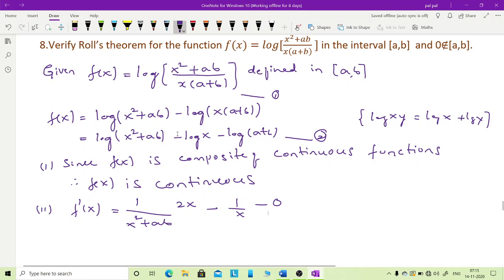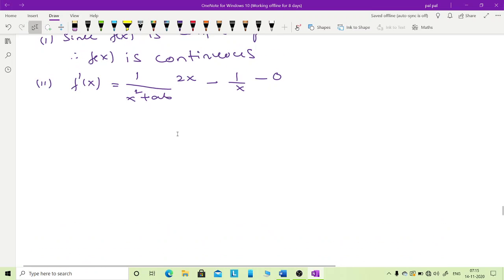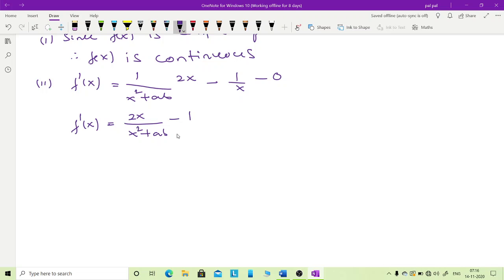So now f dash of x is equal to 2x divided by (x square plus ab) minus 1 by x. This is the function f dash of x. Clearly this f dash of x is also continuous, because nowhere does it assume an indeterminate form or infinity. If you put any value between a and b, it never comes to an indeterminate form, and it does not become infinity either. You can check by taking some values in place of a and b, an interval, and giving any value. So it does not take an indeterminate form or infinity.